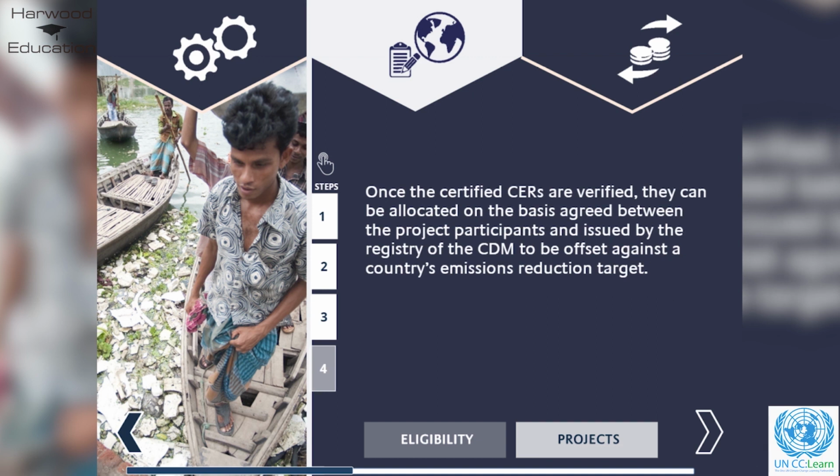Step 4. Once the certified CERs are verified, they can be allocated on the basis agreed between the project participants and issued by the registry of the CDM to be offset against a country's emissions reduction target.